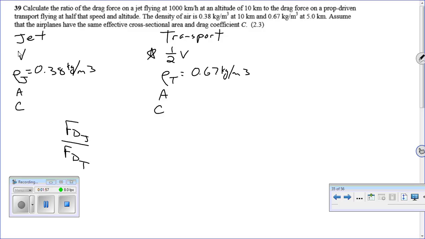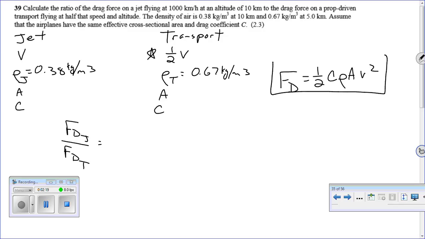So the drag force on the jet. Let me do this. Here's the equation for drag force in general. It's 1/2 your drag coefficient times your fluid density times your cross-sectional area times your velocity squared. That's the equation for drag force.